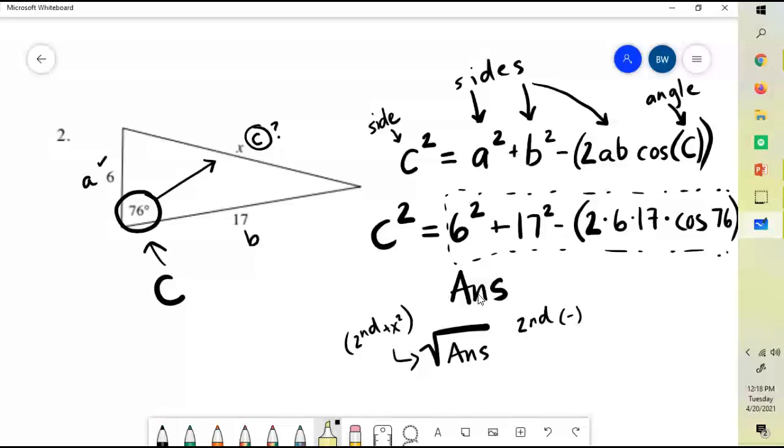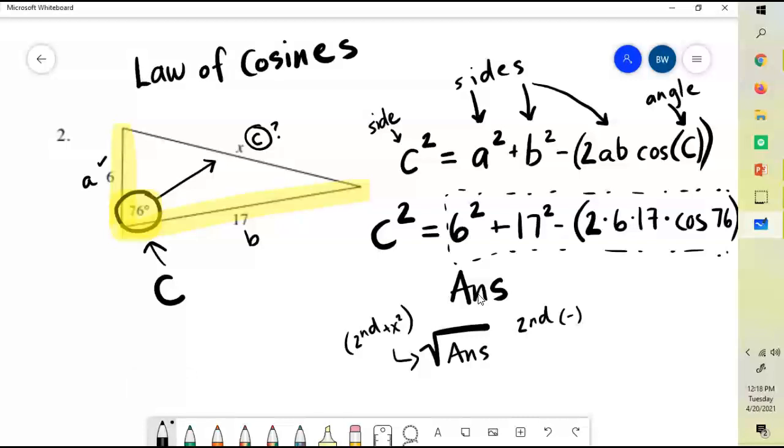And the triangles that are like that have a known side, an angle in the middle like an elbow, and another known side. That's one of the clues that you're going to use law of cosines. The other clue would be when you're given all the side length measures but none of the angles. Something like that would also be a time when you're using law of cosines.